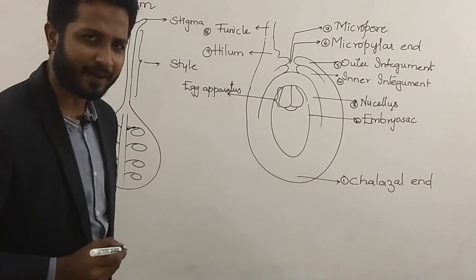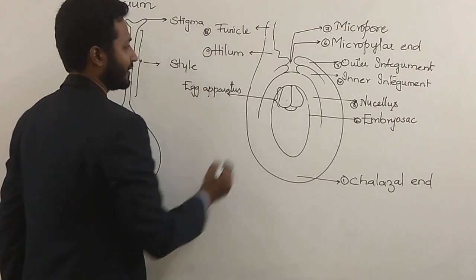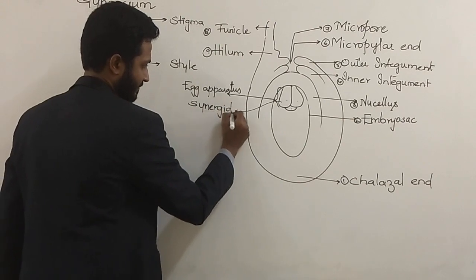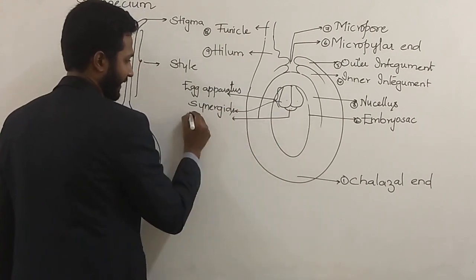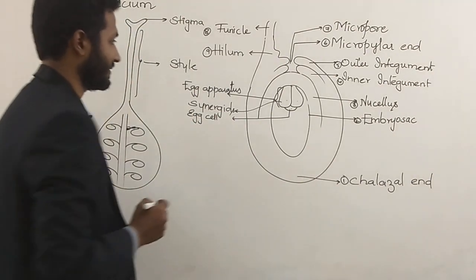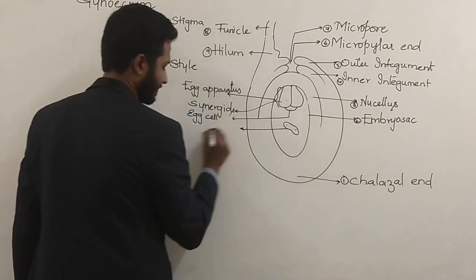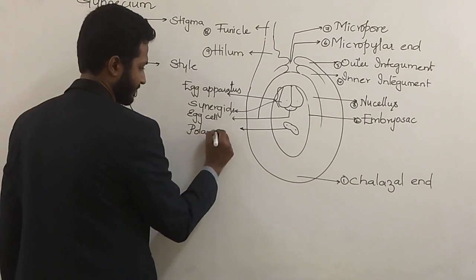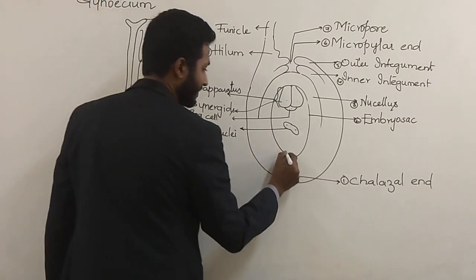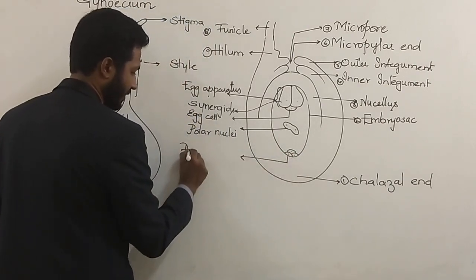Why do we call it as egg apparatus? It is because you have 2 synergid cells and 1 egg cell. So there are 2 synergids and 1 egg cell. Now, followed by this, centrally located polar nuclei is there. And at the bottom we see 3 distinct cells called antipodal cells.